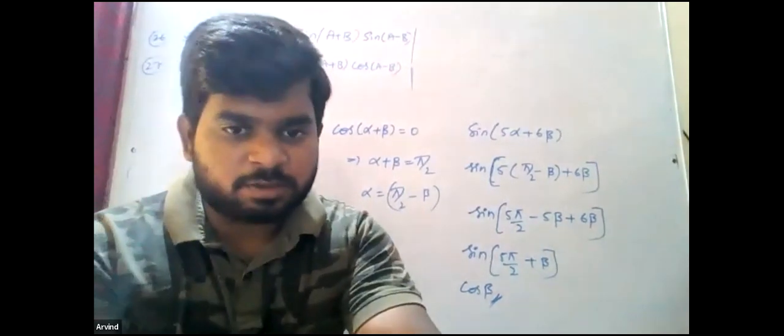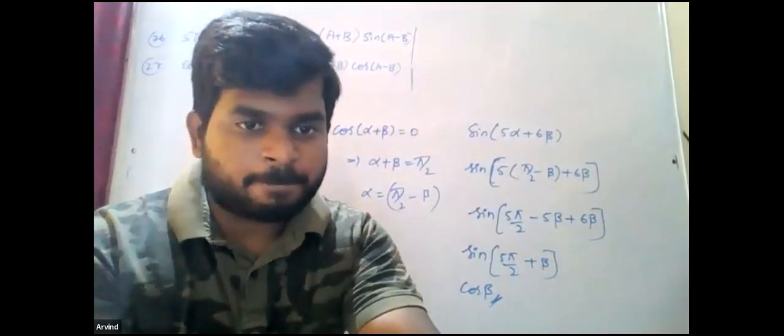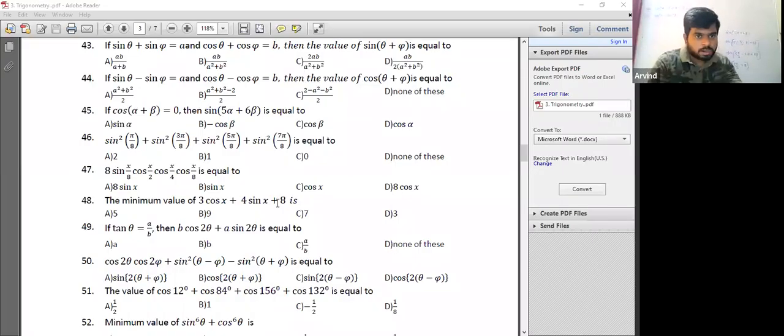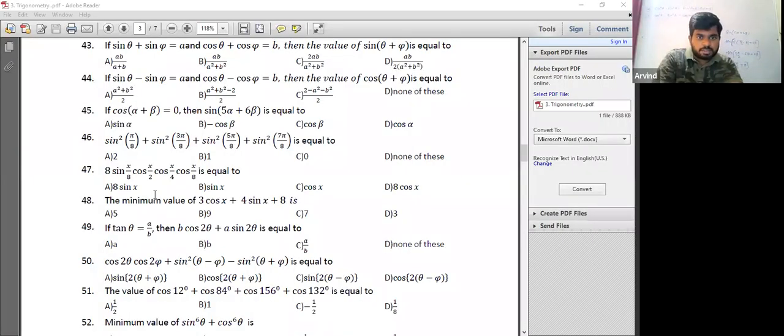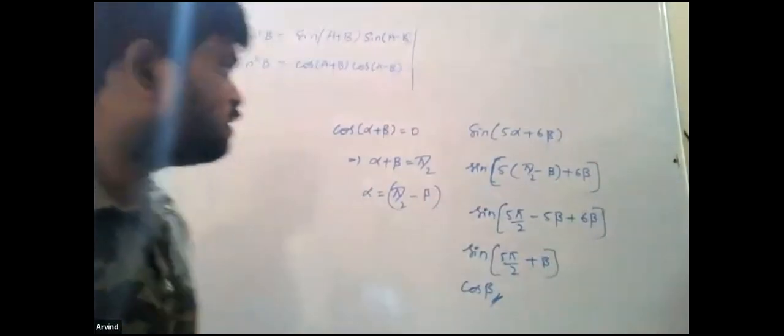So let's go to the next one. Sin square pi by 8 plus sin square 3 pi by 8 plus sin square 5 pi by 8 plus sin square 7 pi by 8 is equal to how much? It's a very easy one. Let me check the question once again. Sin square pi, 3 pi, 5 pi, 7 pi. Okay, just observe. This is a very easy one.